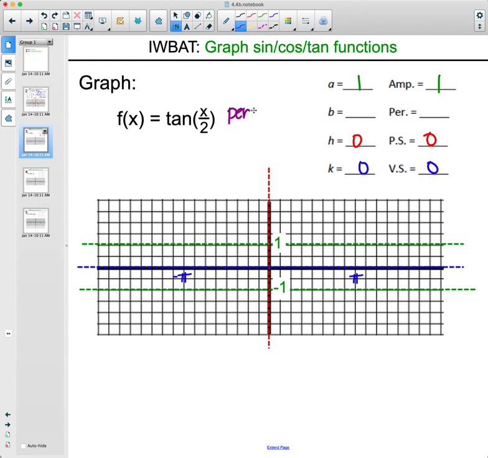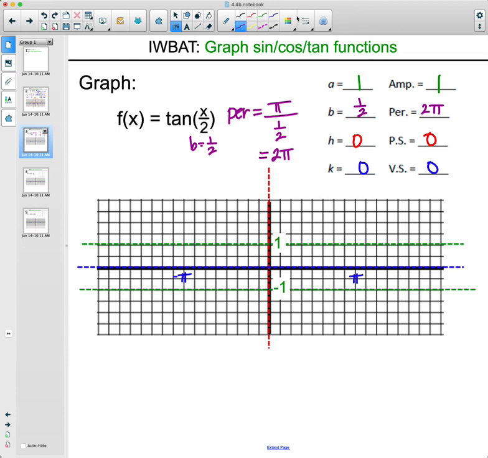Okay, so remember, for tangent, period is equal to pi divided by the b value. This b value right here is 1/2. So we're going to do pi divided by 1/2. Okay, pi divided by 1/2 is 2 pi. So our b value is 1/2. Our period is 2 pi.